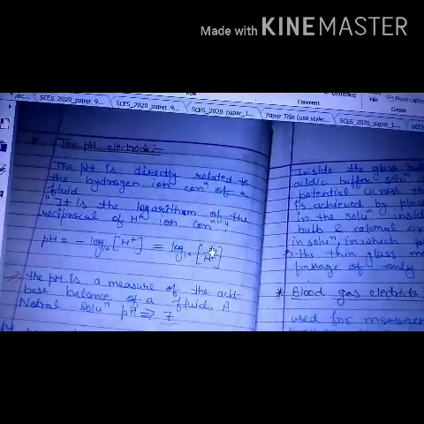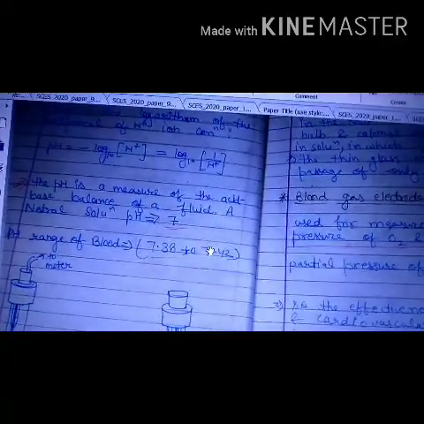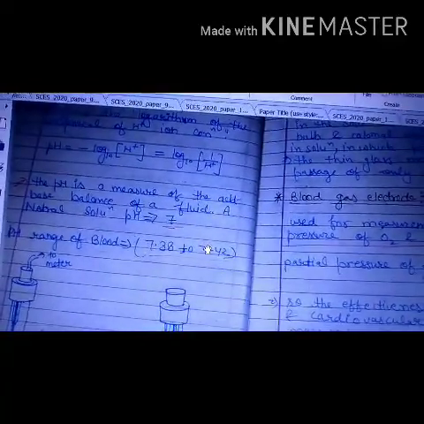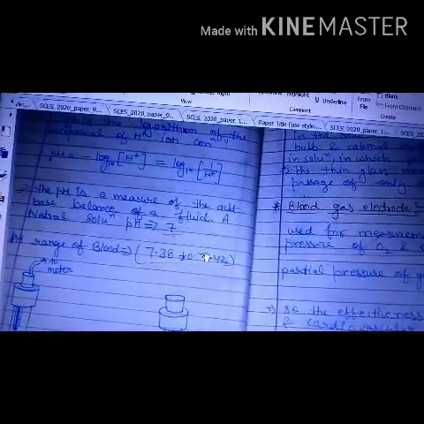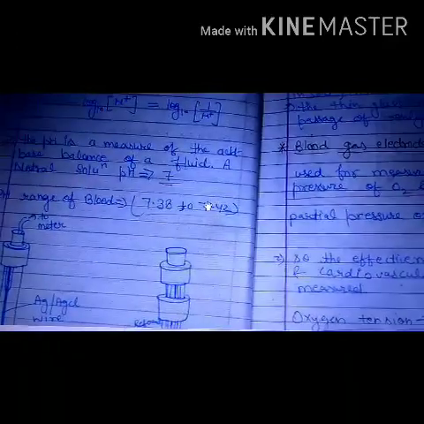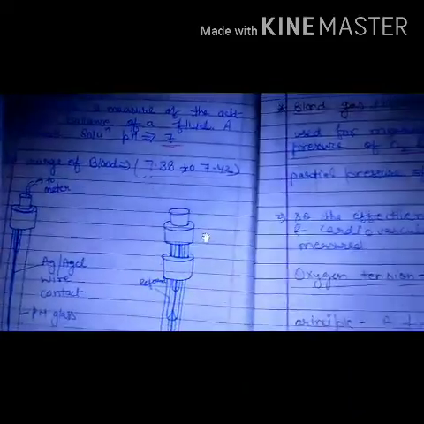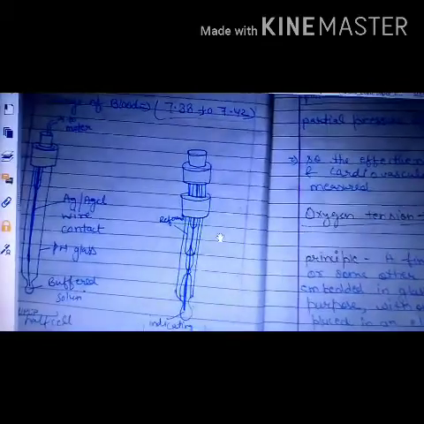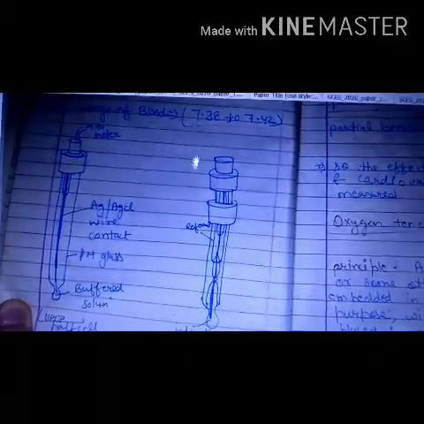Now the pH is measured as the acid base balance of a fluid, and a neutral pH solution has the value 7. Our blood is slightly basic, and it ranges from 7.38 to 7.42 on the pH scale. So here is a simple diagram which shows how a pH meter works, the diagram of a proper pH meter, in which this is the lead which is connecting to the meter.